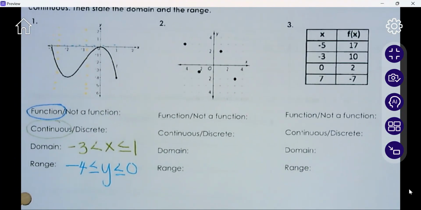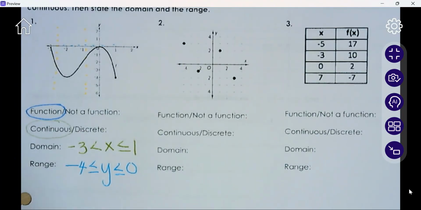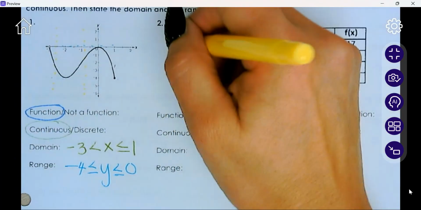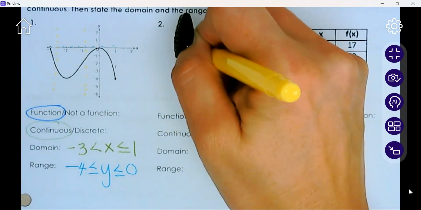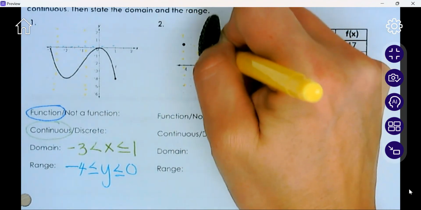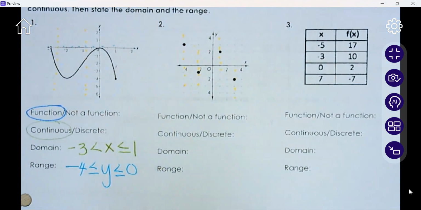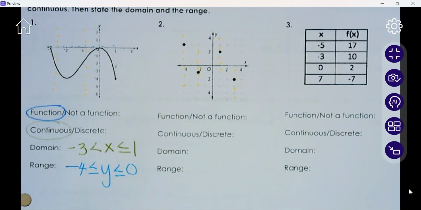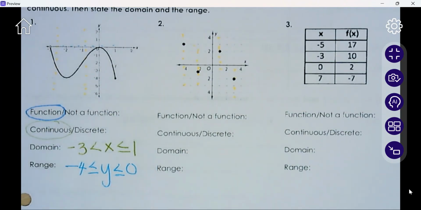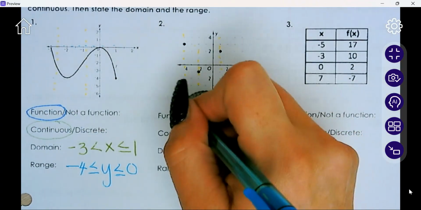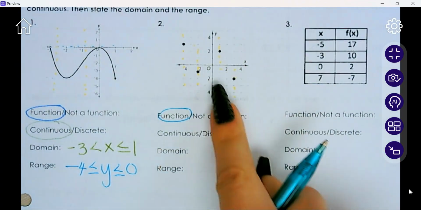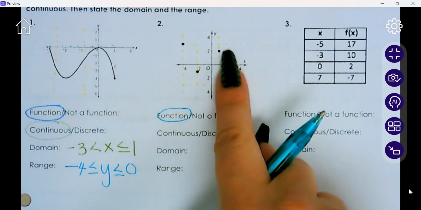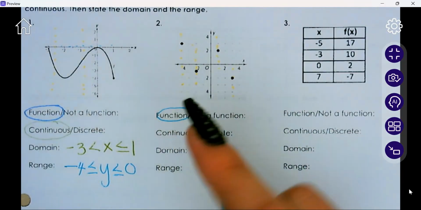Okay, so for our discrete functions, you can also use a vertical line test. At each point, there is no value above or below that is on the same vertical line. Therefore, each x value has its own y value. So we would consider this a function. Because the data is disconnected, they are not connected, it's discrete.